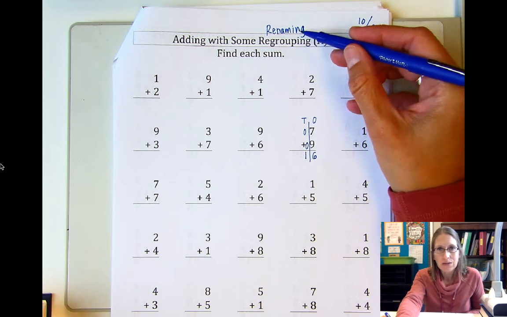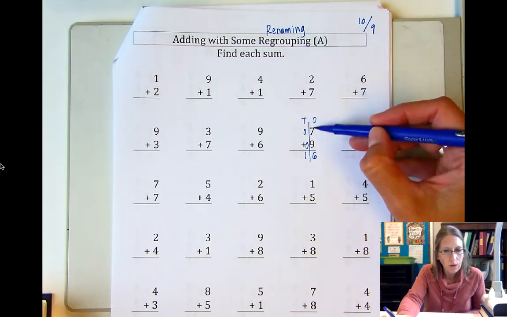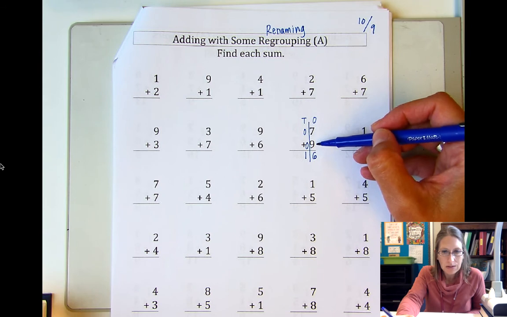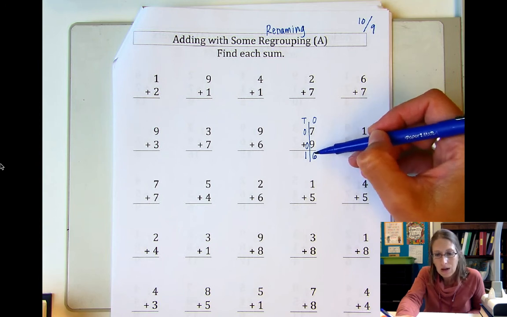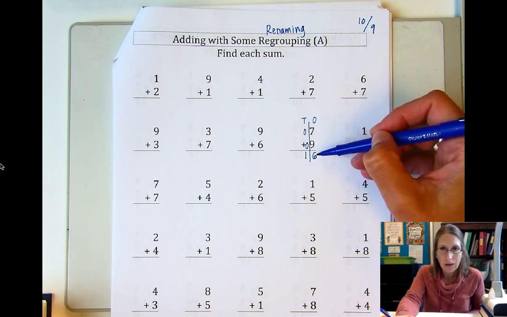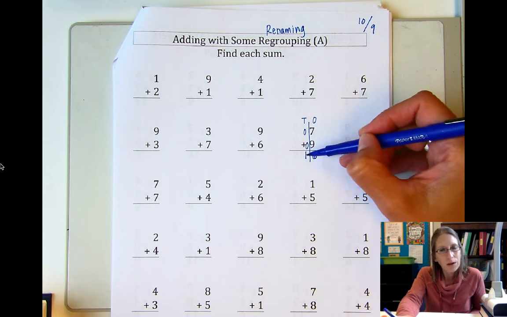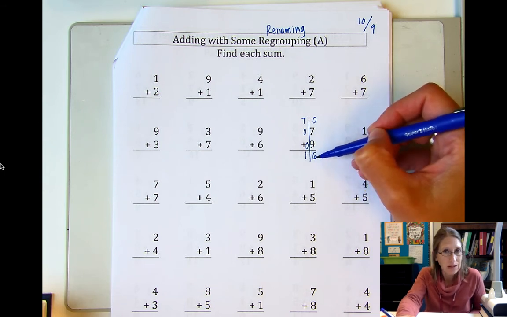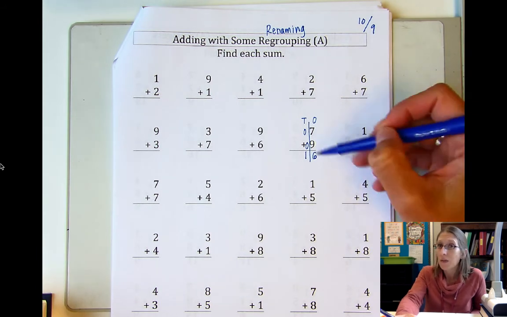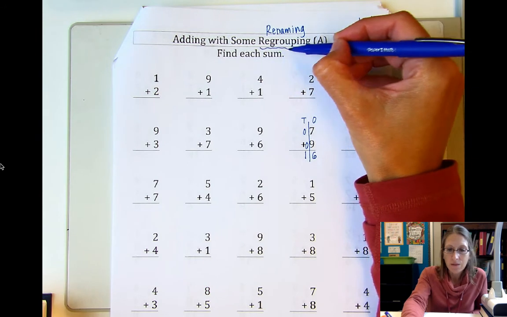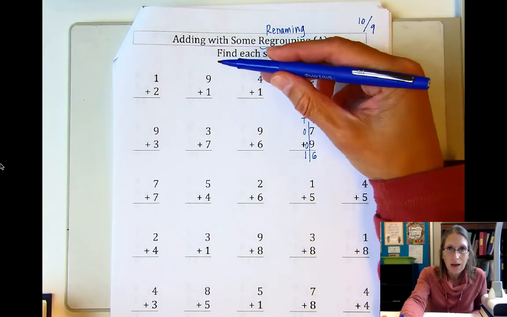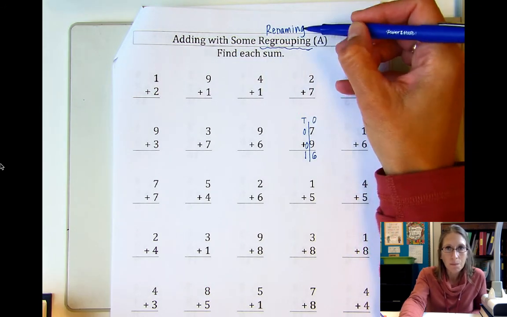It's just kind of a fancy word that means when we have too many in one place, then we have to rename it. It's not just 16 ones, although it could be 16 ones, but we can't put 16 ones in the ones place. So we have to put 1 ten and 6 ones. But we know 1 ten and 6 ones is the same as 16. And we are going to be learning about this very soon, but I just wanted to mention that because our fact practice packets say adding with some regrouping or renaming.